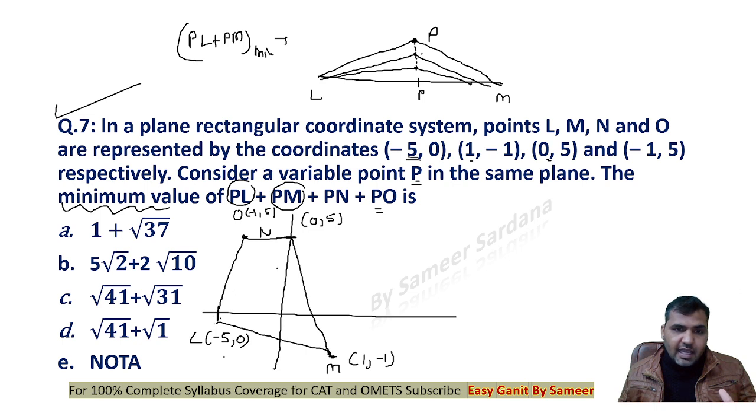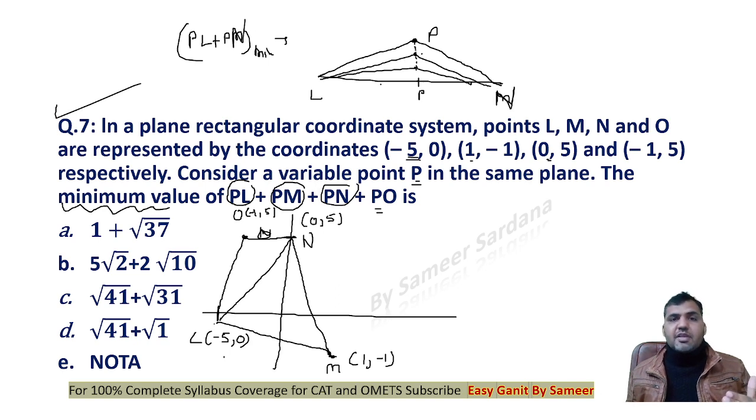Similarly, you take any 2 points, right? Look at L and N. This point is N, and this is O, right? You can see that L and N are opposite, right? If I want to minimize PL plus PN, PL plus PN will get minimized if the point P lies on the line joining the points L and N. So for the minimum length of PL plus PN, P should lie on the line joining L and N.